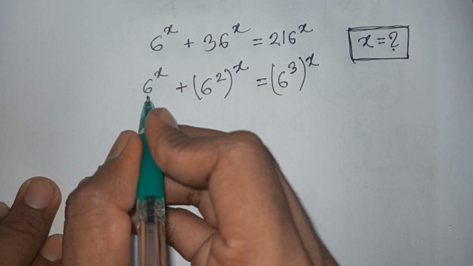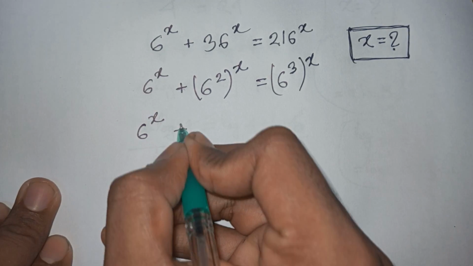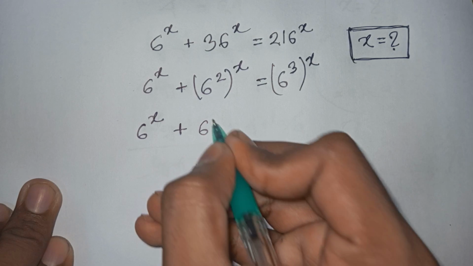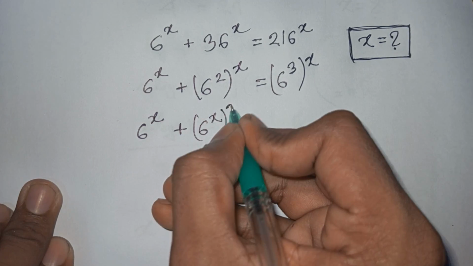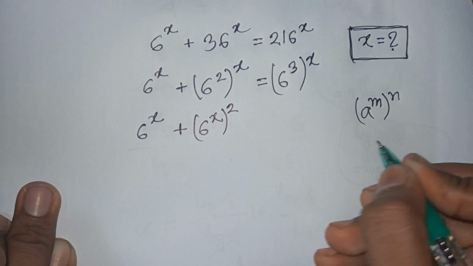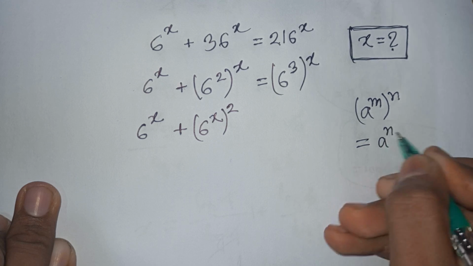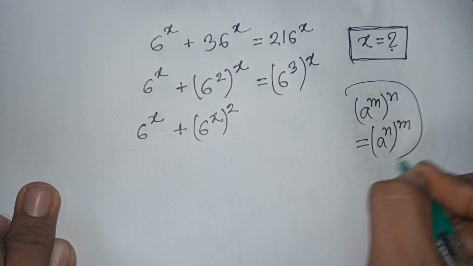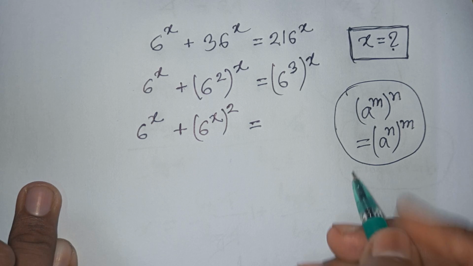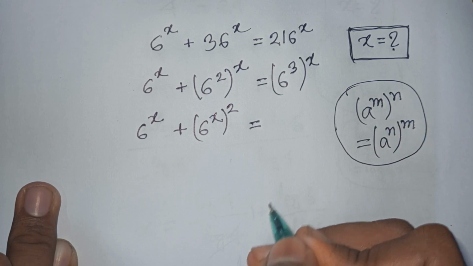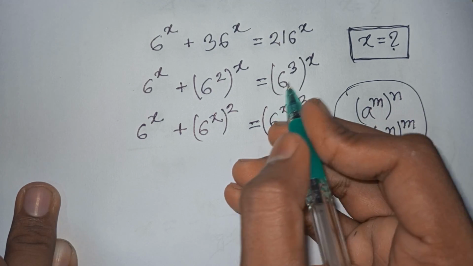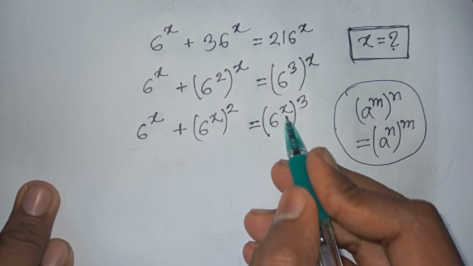In the next step, we have 6^x plus (6^2)^x, which is the same as (6^x)^2, according to this formula: (a^m)^n is equal to (a^n)^m. Then also here we apply this exponential rule. So (6^3)^x is the same as (6^x)^3.